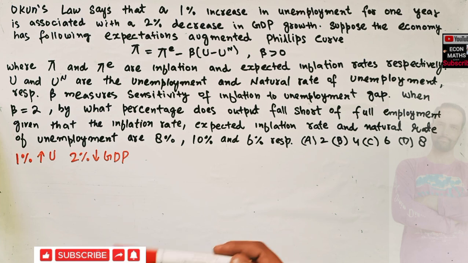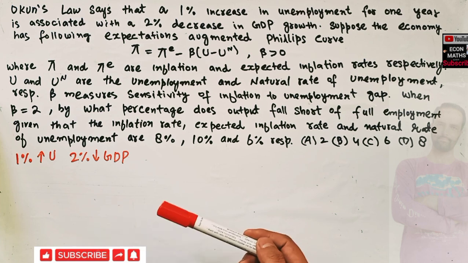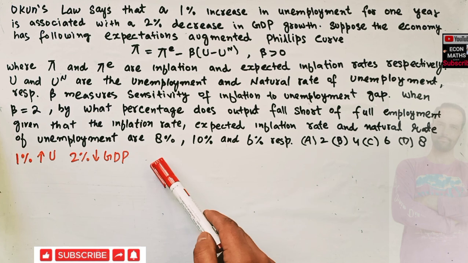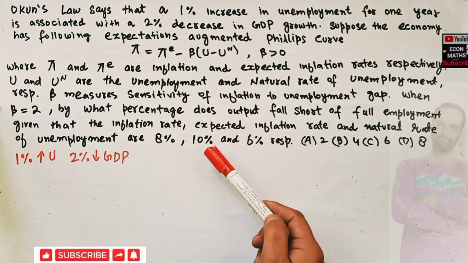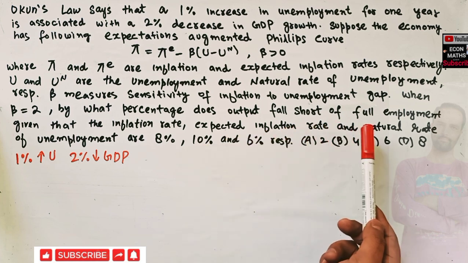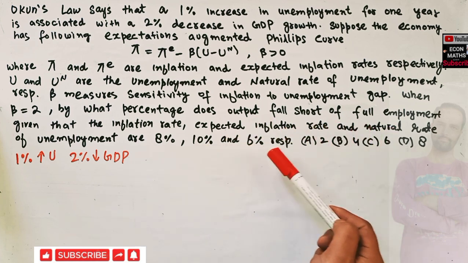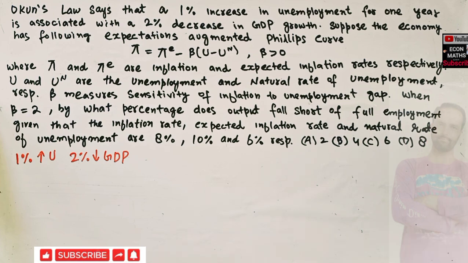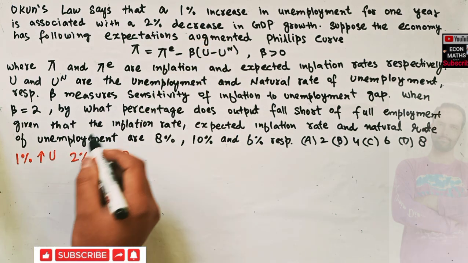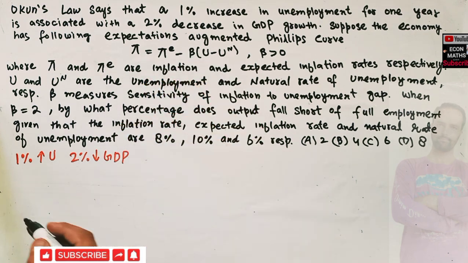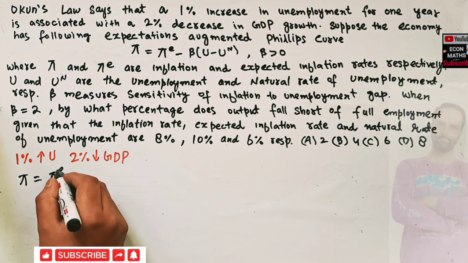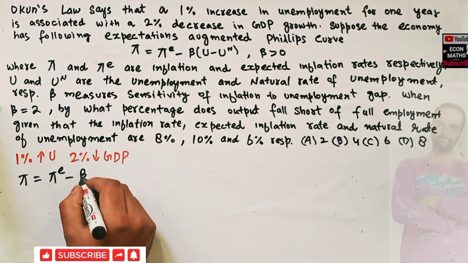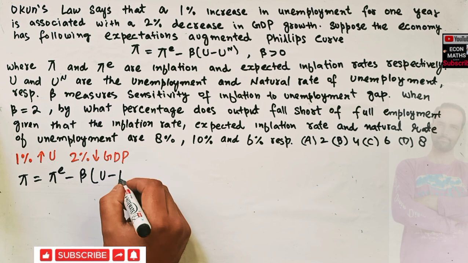We have to find out the fall in the GDP if we are given the inflation rate is 8%, expected inflation rate is 10%, and the natural rate of unemployment is 6%. Options are 2, 4, 6, 8. Okay, so for this, first we write this expectations augmented Phillips curve, which is given as pi is equal to pi e minus beta times u minus un.